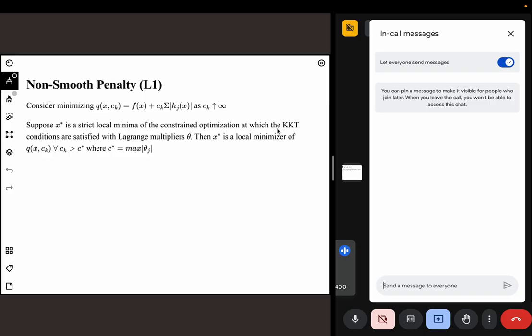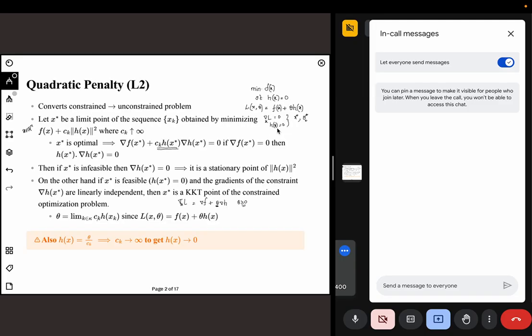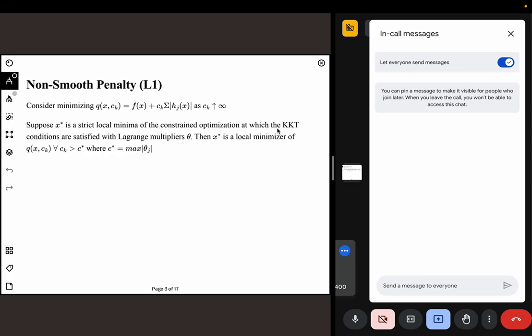But the only difference here is this particular function is not differentiable, so we cannot directly use a technique like this. But if you compare this with the Lagrange, you can see that this particular term c_k will directly map to it. If the Lagrange goes as f of x plus theta_j times h of x, you can see that c_k is somehow related to this theta_j. And just to ensure one more thing.